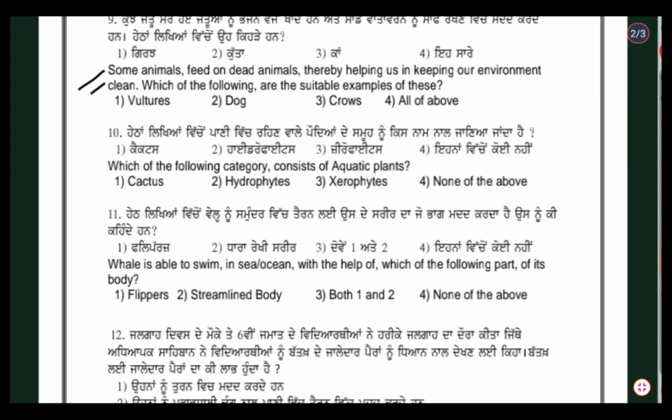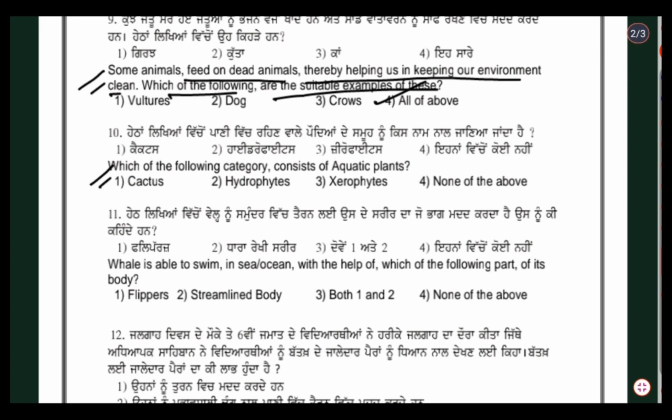Question number 9. Some animals feed on dead animals, thereby helping us in keeping our environment clean. Now which of the following are suitable examples of these? Dear students, dogs, crows and vultures are all scavengers, meaning they feed on dead animals. This behavior helps keep the environment clean by preventing the accumulation of carcasses, right? So here the right answer will be all of the above.